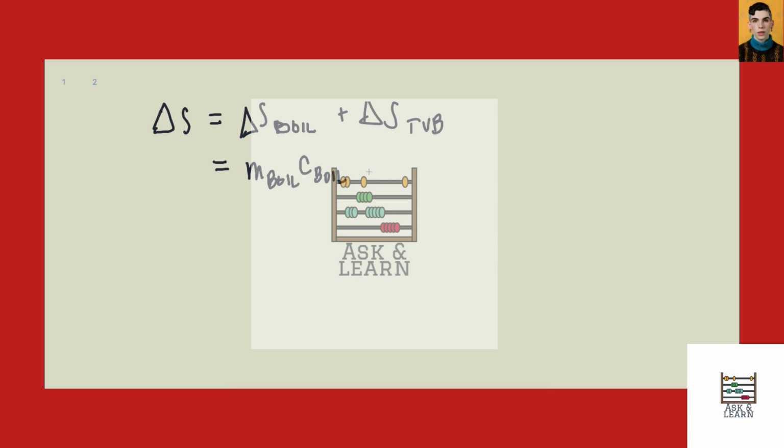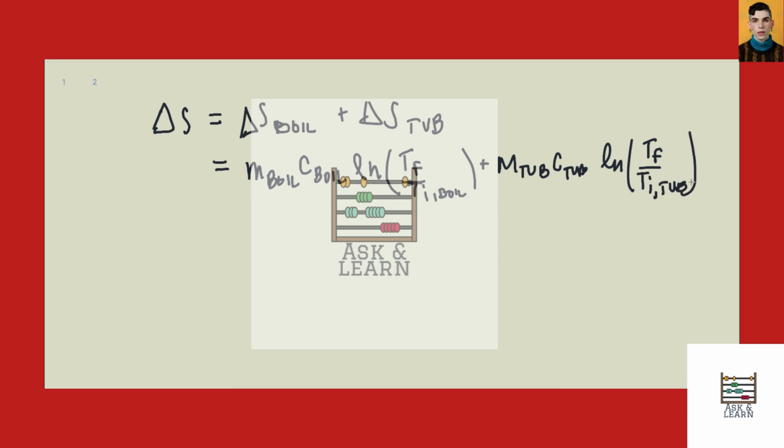So it's M C ln of T final over T initial boil. I'm just going to double check. Yeah, no, that's right. Plus M tub C tub times the natural log of T final, which is what we solved for in the last problem, in case it's not clear, over T initial tub.